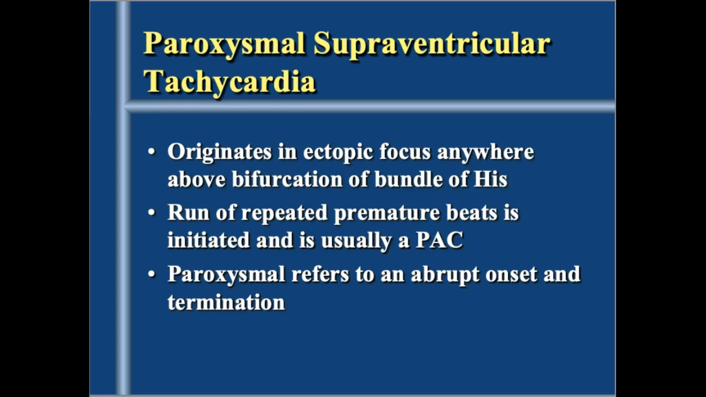So paroxysmal supraventricular tachycardia is exactly what it sounds like. Paroxysmal means that it's an abrupt onset and an abrupt stopping, so it starts and stops abruptly. Supraventricular means that it originates above the bifurcation of the bundle of His, and it's a run of repeated premature beats that are usually initiated by PACs, but it's so fast that we can't really tell. All we can tell is that it's above the bundle of His. We can tell that it's not originating from the ventricles, and let me show you how.